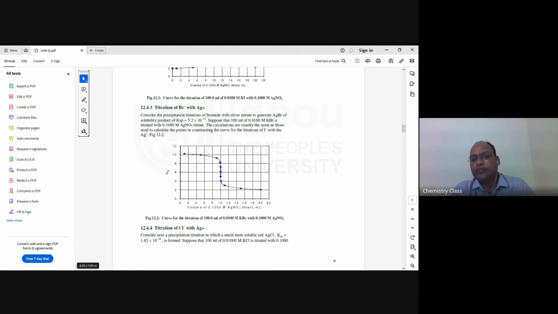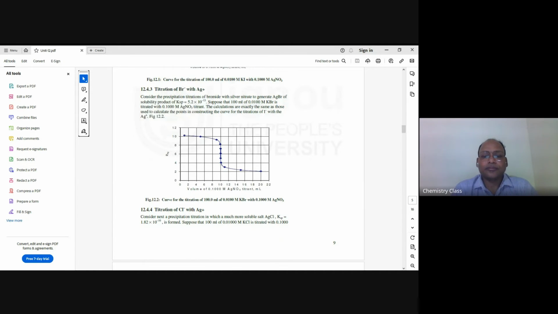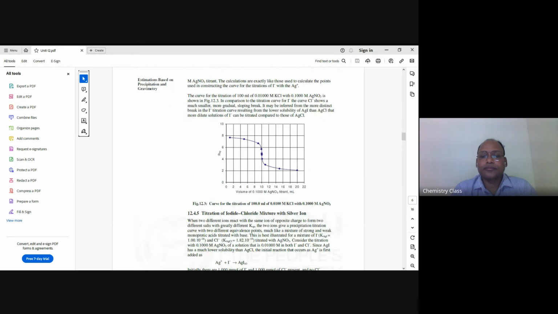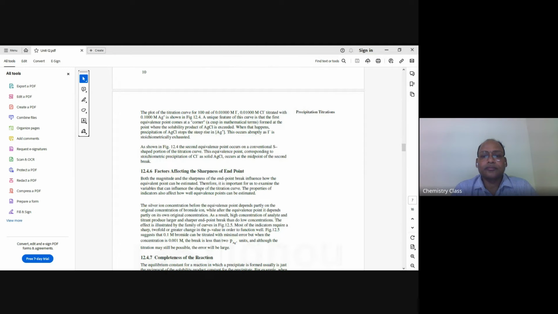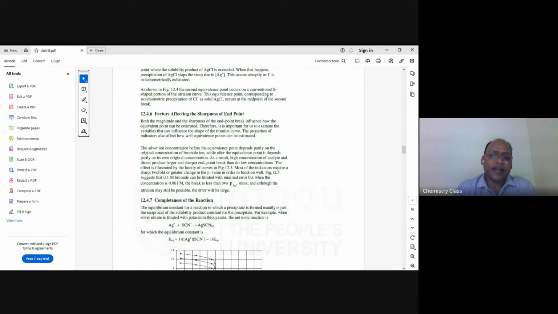These are the curves. You have to observe these curves. Now the point is, what are the factors affecting the sharpness of the endpoint? Both the magnitude and the sharpness of the endpoint influence how the equivalence point can be estimated. So both things: the magnitude and the sharpness of the endpoint.